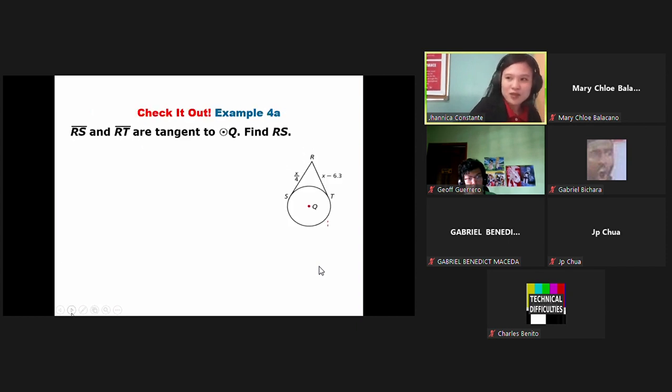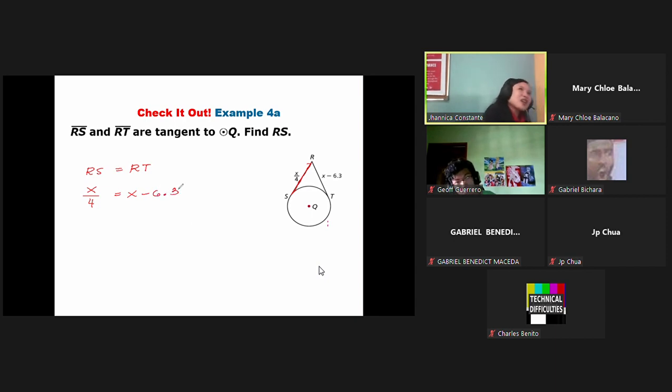For example, we have this circle and we need to find the measurement or the length of the tangent RS, given that the tangent measures x over 4 and tangent RT measures x minus 6.3. So we need to find the exact measurement of the tangent RS. So we're going to use the theorem about two tangents forming one angle. If we have two tangents, they are congruent in measure. So RS is equal to RT. So RS is equal to x over 4 and RT is equal to x minus 6.3.